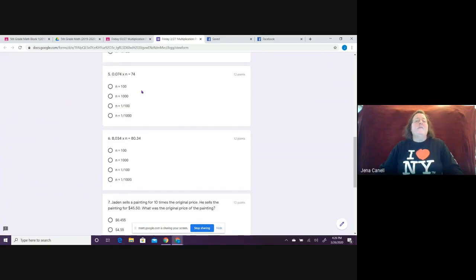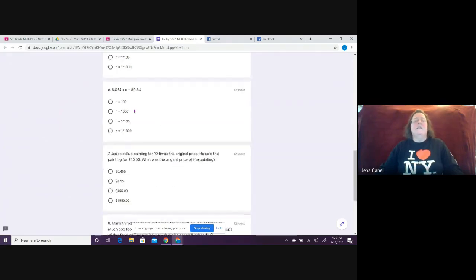Question number 5. 74 thousandths times n equals 74. Well, 74, our product, is bigger than our factor. So I know that I had to have multiplied by a whole number. And how many times did I move the decimal place? N equals 100, n equals 1,000, n equals 1/100th, n equals 1/1000th.